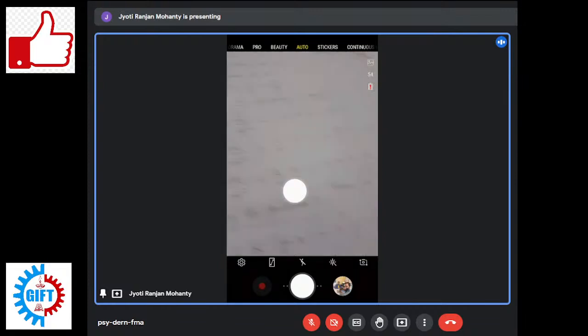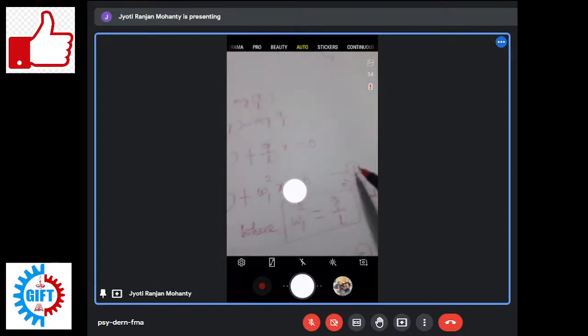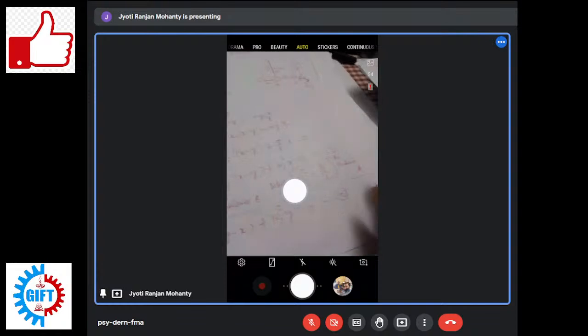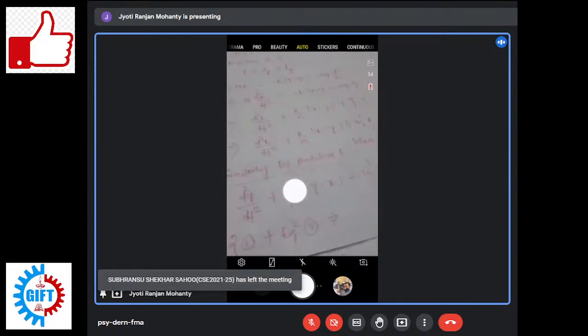d square x by dt square plus k by m into x minus y plus omega 1 square x is equal to 0. You give equation 1. This is for pendulum A. Similarly for pendulum B, you arrange.